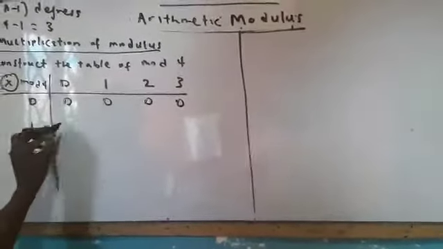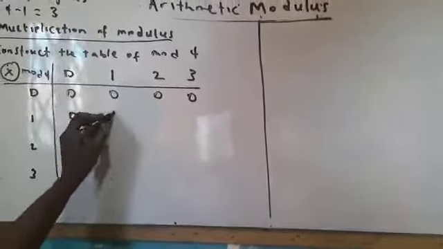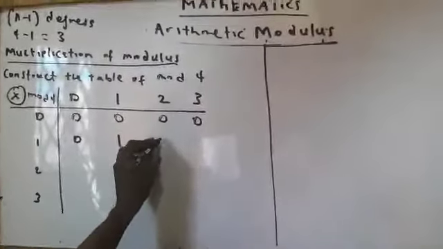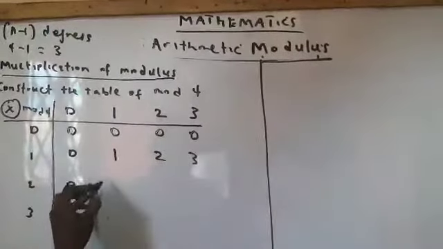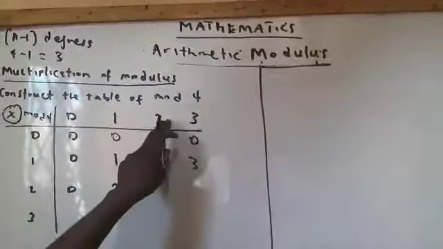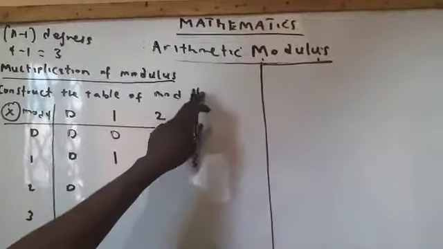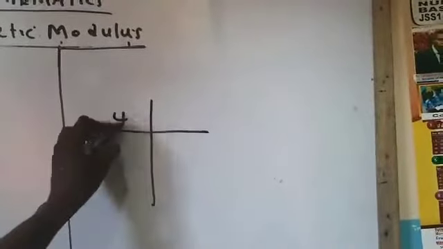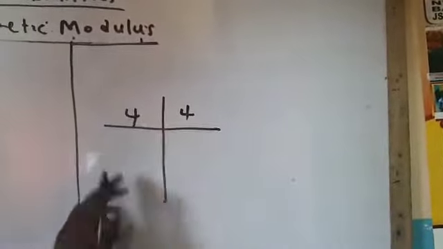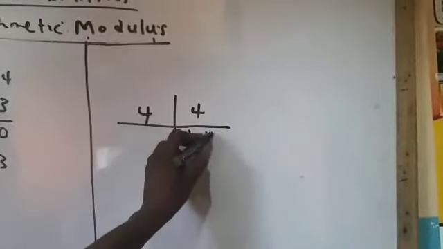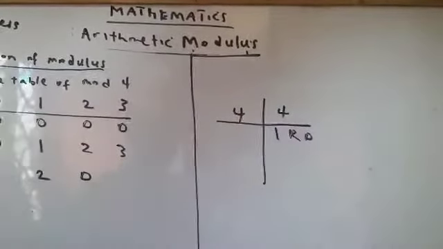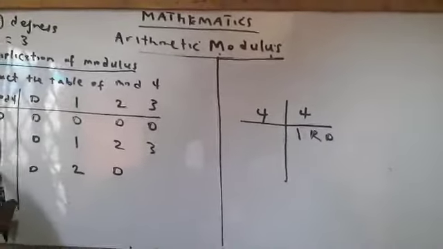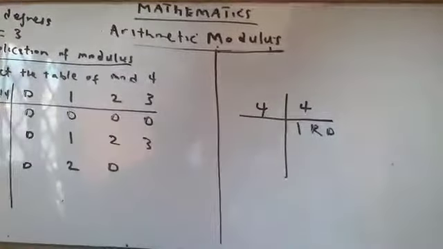Now under here, 1 times 0, 0. 1 times 1, 1. 1 times 2, 2. 1 times 3, 3. Under here, this is 0. This is 2. 2 times 2 is 4. Since we are working in modulus using the rule, I'm going to draw my line. This is the modulus I'm working with. This is what I got. 4 in 4, 1 remainder 0. So I take the remainder as my answer. So here becomes 0.